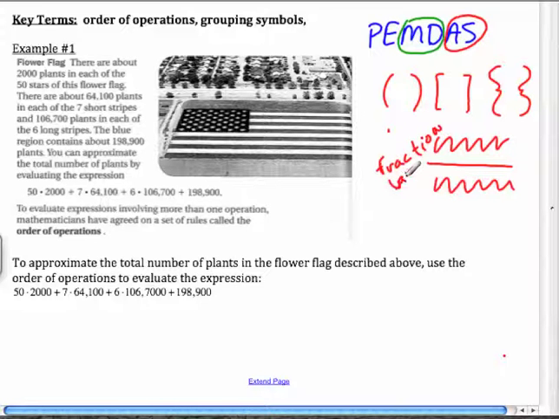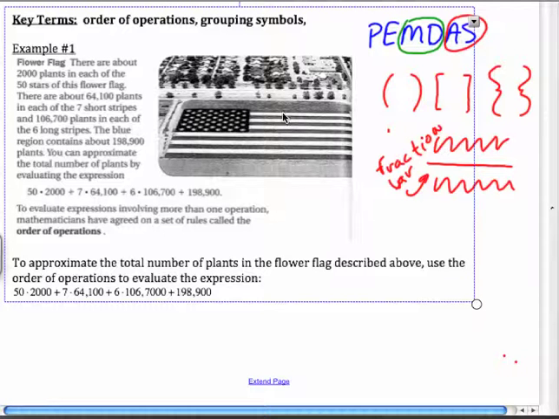Let's look at this. This is an easy problem. Okay? This thing says flower flag. Whatever that is. All right. There are about 2,000 plants in each of the 50 stars of this flower flag. Each star has 2,000 plants. There are about 64,100 plants in each of the 7 short stripes. 1, 2, 3, 4, 5, 6, 7. All right? And 106,700 plants in each of the 6 long stripes.